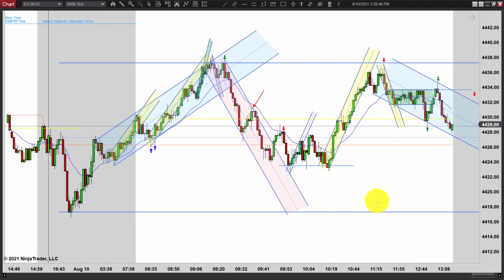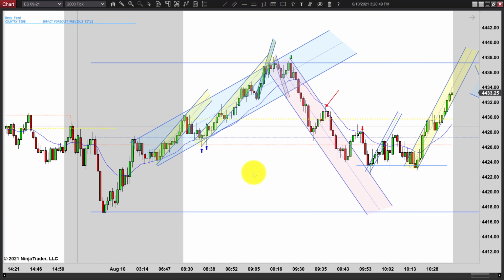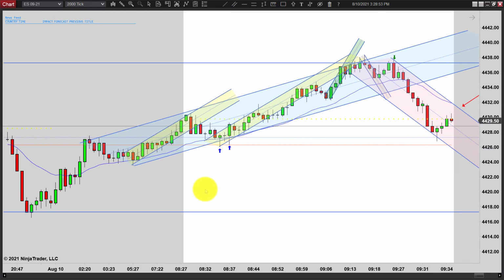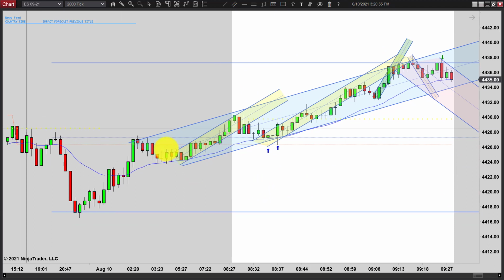But let's zoom in and talk about the trades. And there's not a lot of them today, so this won't take long. 7 o'clock came, it just went through all this sideways stuff right here. I mean, really, we were going sideways from 2 something to just right prior to the open, really.